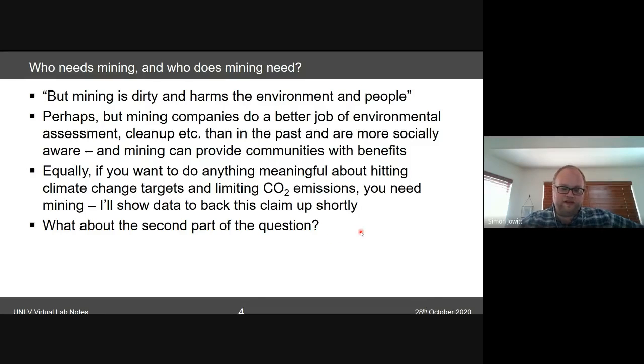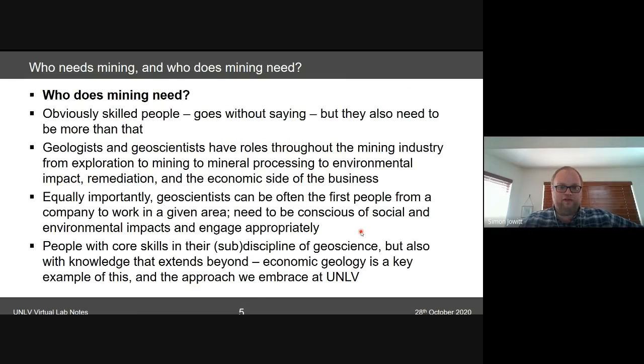What about the second part of the question? Who does mining need? One thing I would say is mining obviously needs skilled people. That goes without saying, but they also need to be a bit more than just skilled. Geologists, geoscientists, the type of people we produce in the Department of Geoscience at UNLV, have roles throughout the mining industry, from exploration to mining to mineral processing to environmental impact remediation, and the economic side of the business. The geoscientists form a valuable part of the mining industry, and I would argue certainly the type of people that mining needs.